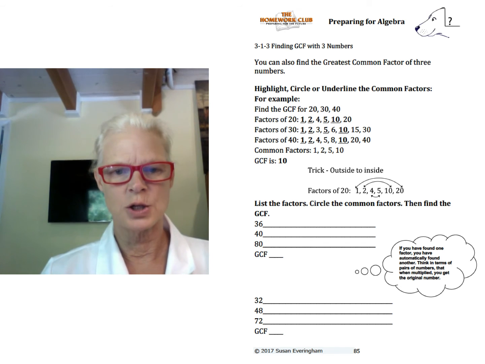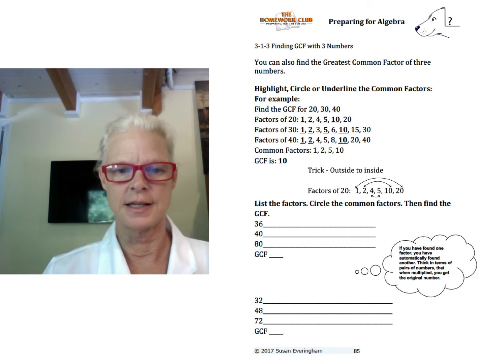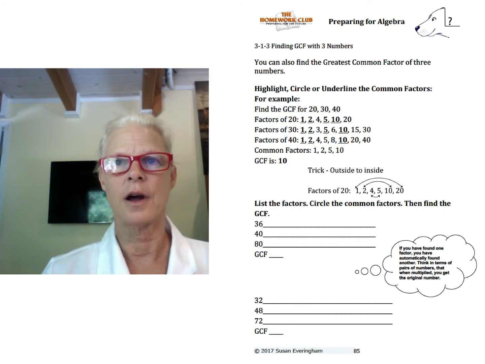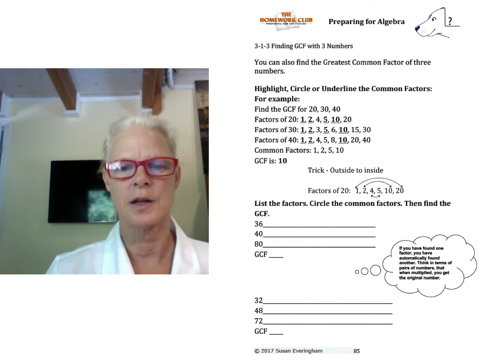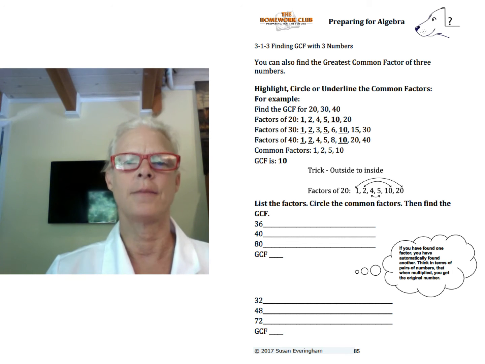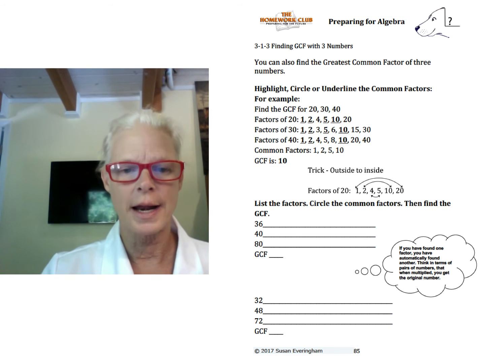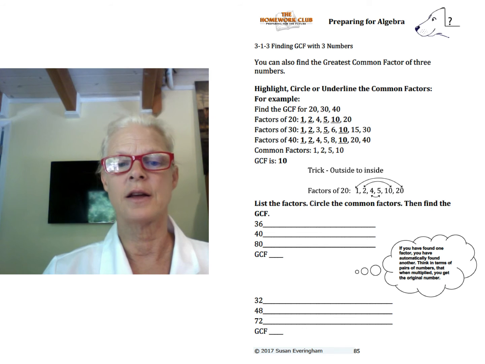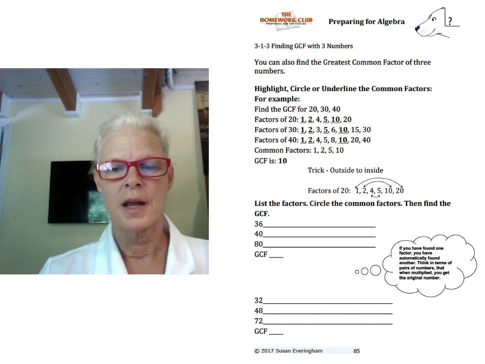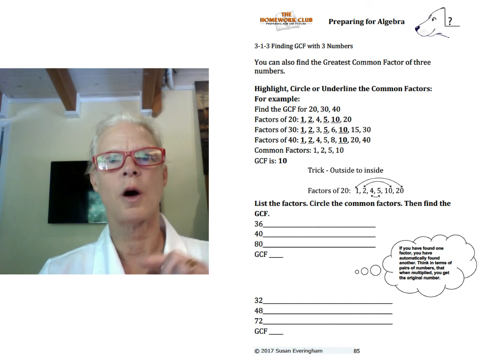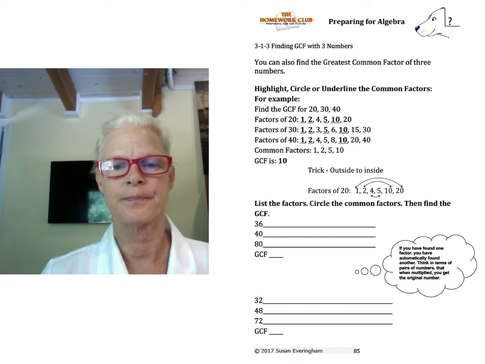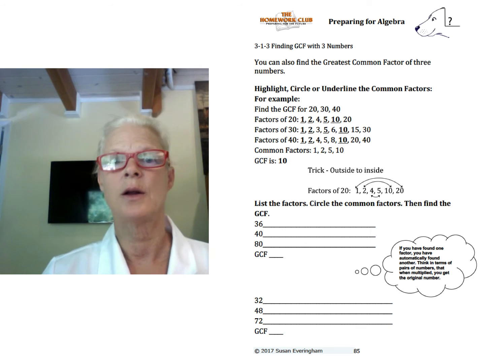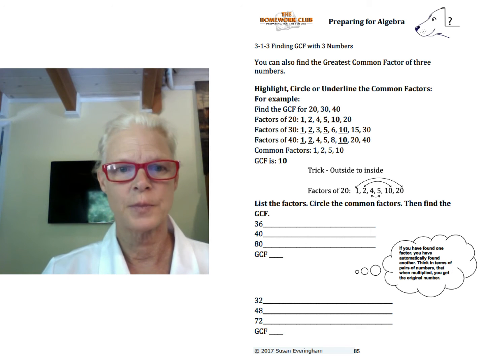Now, obviously the trick is what we call outside to inside. For example, again on factoring the number 20. So we go 1 times 20, 2 times 10, and 4 times 5. All right, so go ahead and list all the factors for these 3 numbers and then find the GCF for that. If you have found one factor, remember you automatically know the other factor, right? Using the division method or the multiplication method. Great.